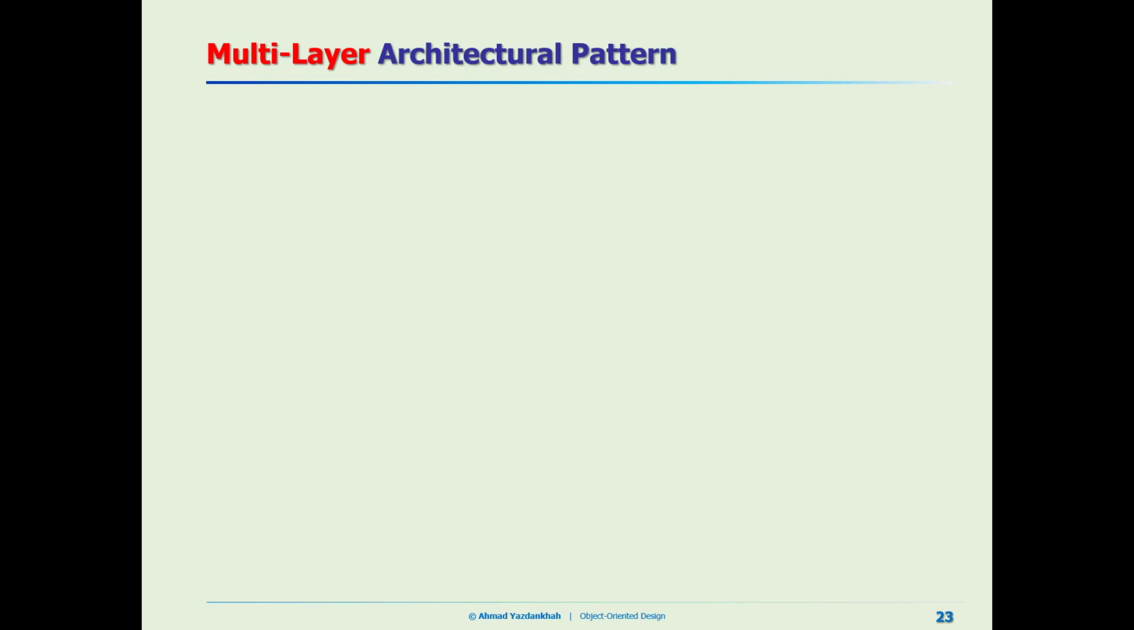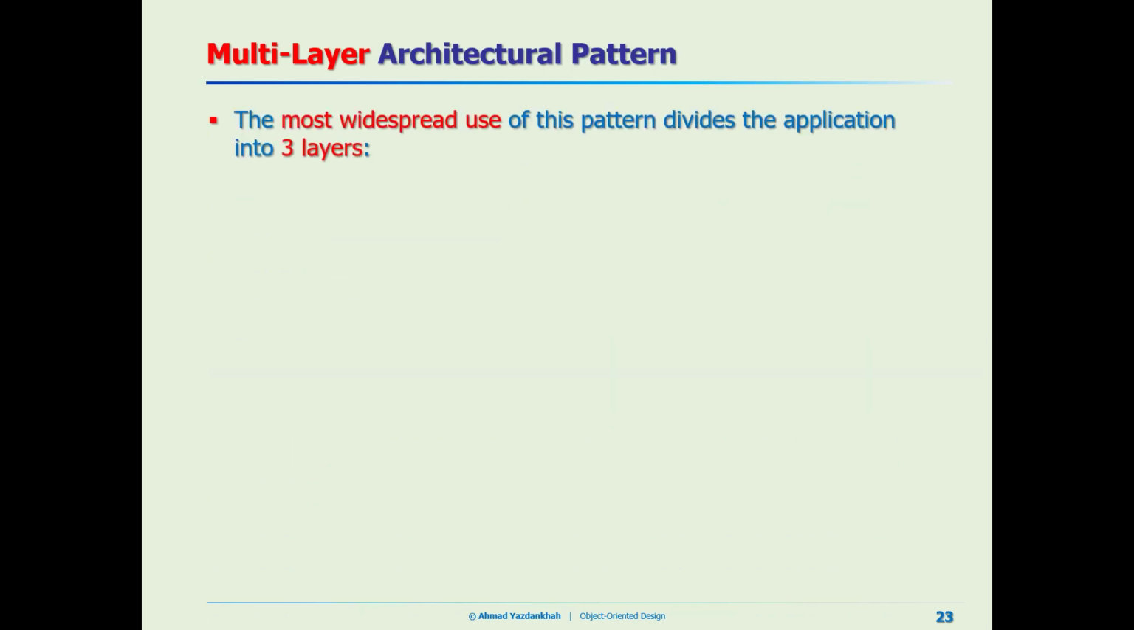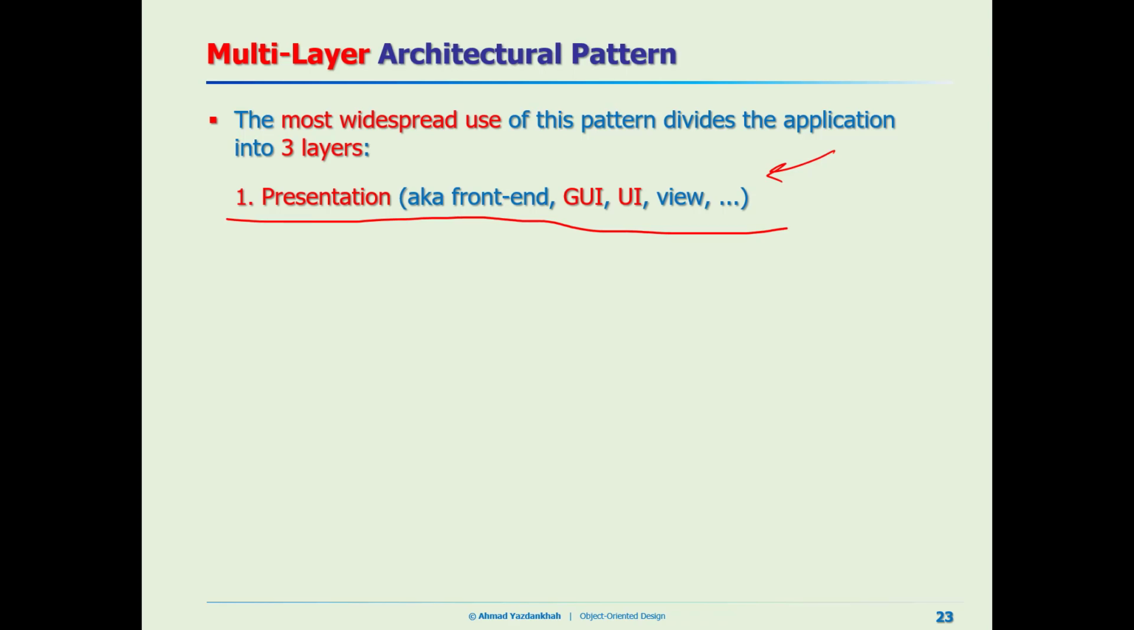So here is one example, but this example is important. In many cases, we divide our application or software into three layers. This is widely used in software design. The first layer is called the presentation layer, which you are familiar with as the GUI, user interface, front end, or view. These are also alternative names for the presentation layer.